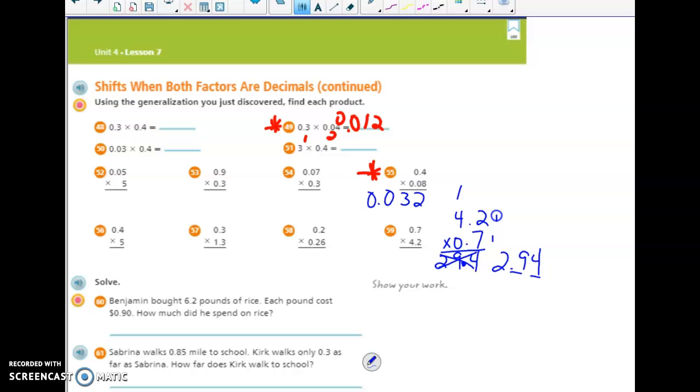All right, we don't have a whole lot of time, but let's just try setting up a problem. Number 60, Benjamin bought 6.2 pounds of rice. Each pound cost 90 cents. Here's how you'd set that up. And then it's a multiplication problem.